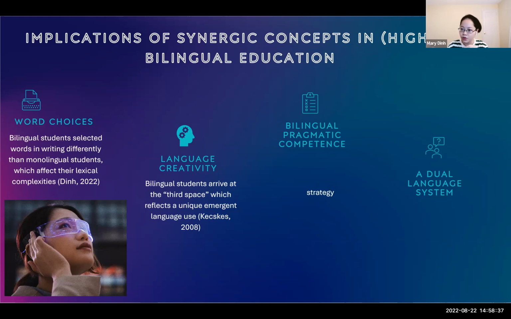So bilinguals, when you learn an additional language, you can see the world from a different lens. And that's why I used that image at the beginning of my talk. The bilingual student will arrive at the third space. They think more flexibly, which reflects a unique emergent language use. But this also means the cognitive ability for fantasy, for imagination, for abstraction, for expressiveness. And so that's what we talk about, the bilingual pragmatic competence.